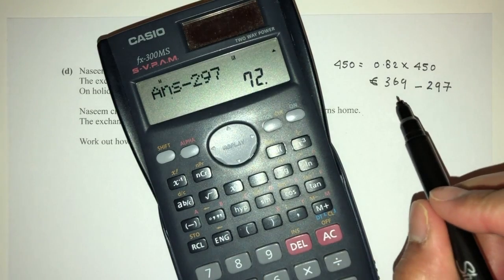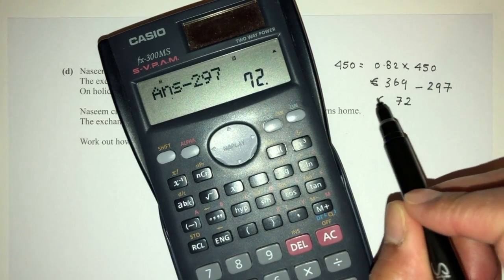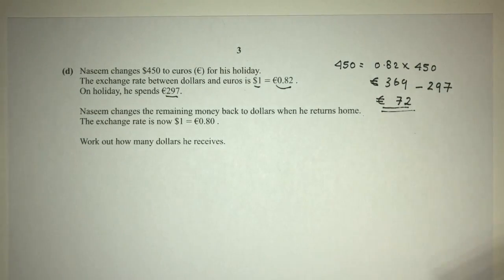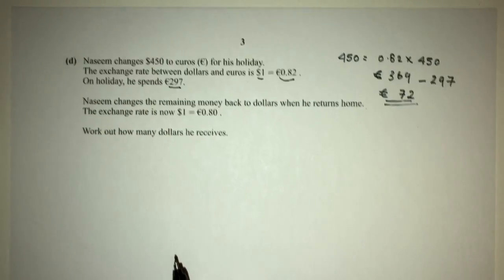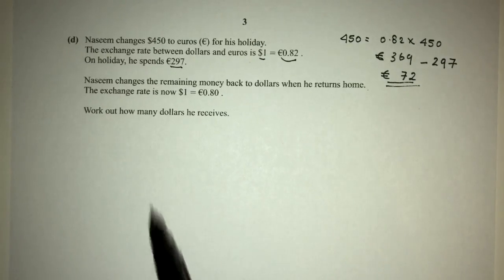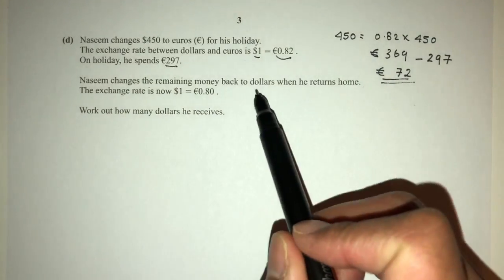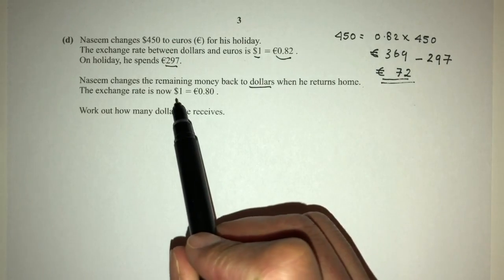That will be 72 euros. So this is the amount that he has left on the holiday after the holiday. Now Nasim changes the remaining money. This is the remaining money back to dollars at this rate.